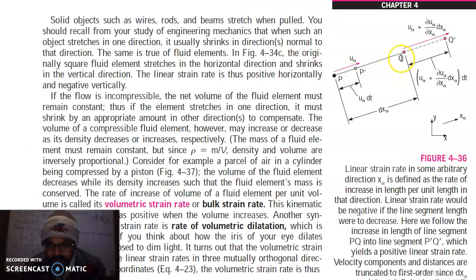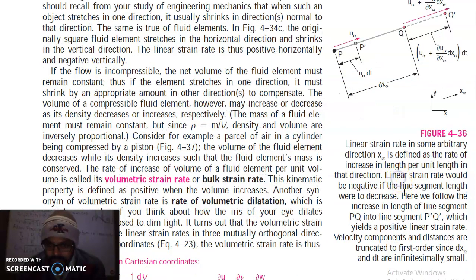This is the PQ line segment. This point is moving with velocity u alpha, but this point is moving with velocity u alpha plus del u by del x times dx alpha. Due to this, the final position of the points is P dash Q dash. The initial position is PQ and the final position of this segment is P dash Q dash. Now this will develop a strain, which is called positive linear strain.